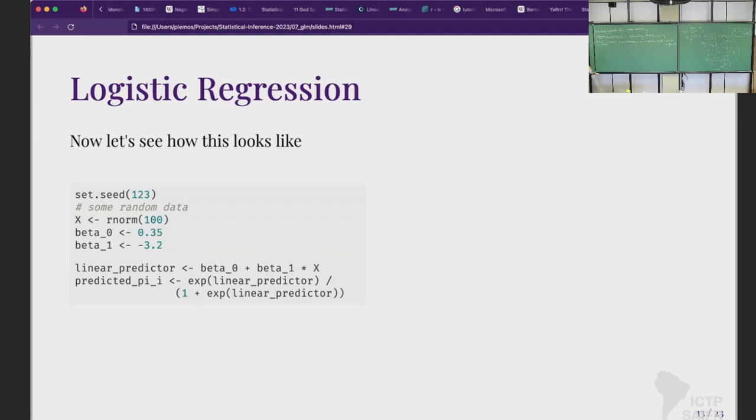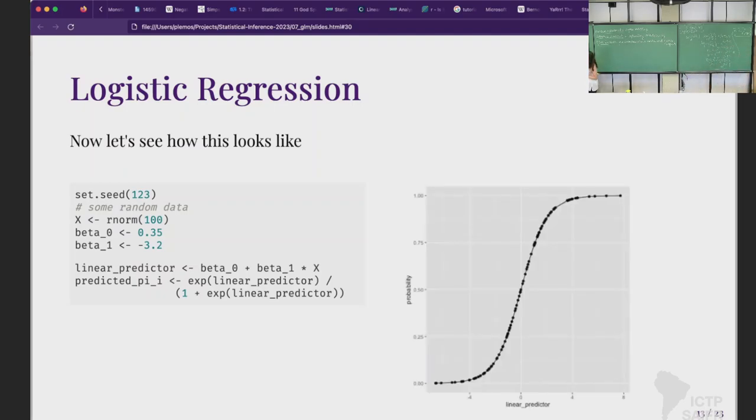So what we would do in R is just draw our x, let's assume our x is a random variable. Now we want to build the shape of that curve using the beta 0 and beta 1 and the way that they are related. So we sample a beta 0, we sample a beta 1, our linear predictor is how they are related, and our predicted pi is given by what we just derived over there. And so this is what it would look like.